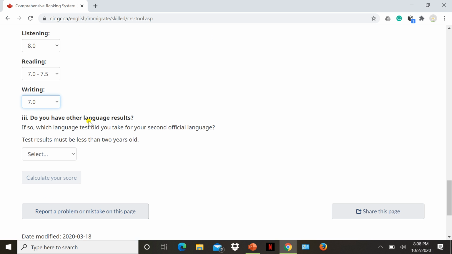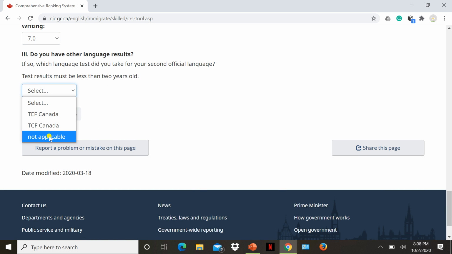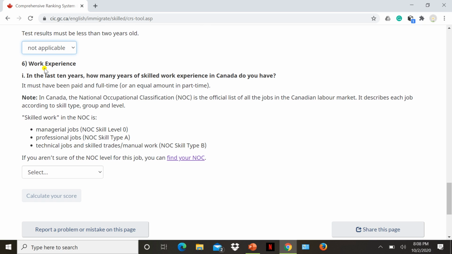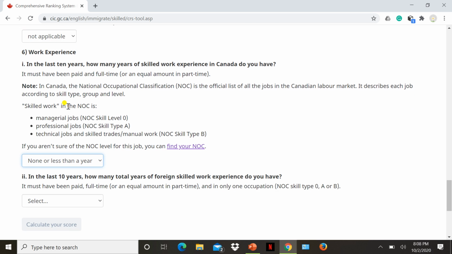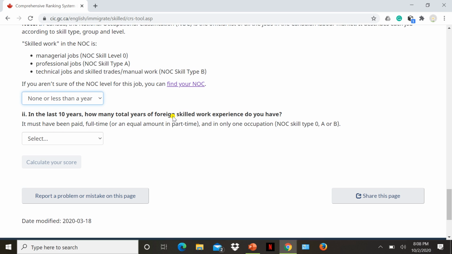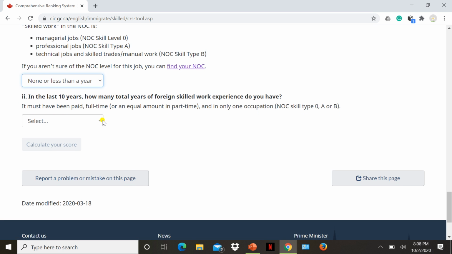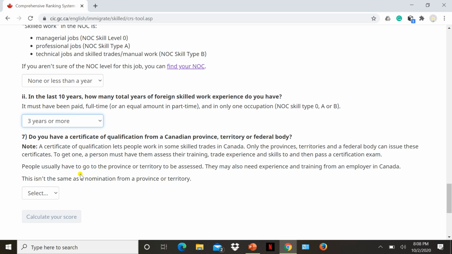Do you have other language results? Not applicable. Work experience: in the last 10 years, how many years of skilled work experience in Canada do you have? It is none. In the last 10 years, how many total years of foreign skilled work experience do you have? In my case, it is 9 years. So I will select the option of 3 years or more.